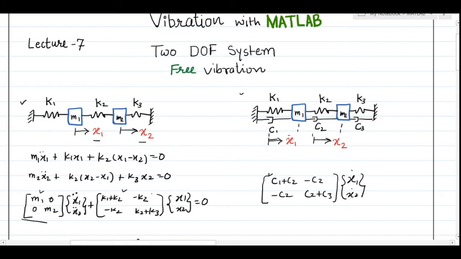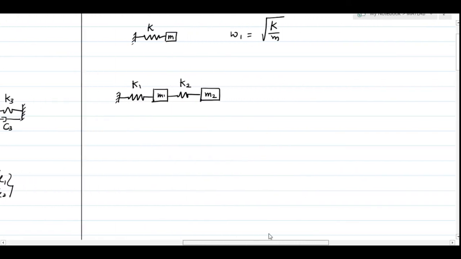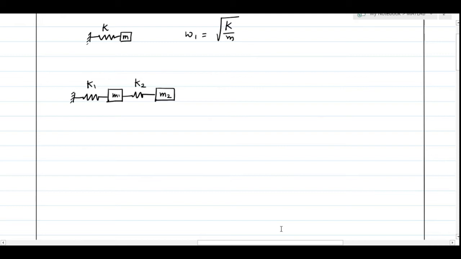So in case of a damped system, my equation will have three matrices: the mass matrix, the damping matrix and the stiffness matrix. After seeing the equation of motion, another thing we should understand is how a 2 degree of freedom system is different from a single degree of freedom system. The first thing we know is that it has 2 degrees of freedom, but in terms of frequency, for a single degree of freedom system, the natural frequency can be written as under root k by m. However, if we have a 2 degree of freedom system, as I am showing here in this picture, what would be the natural frequency?